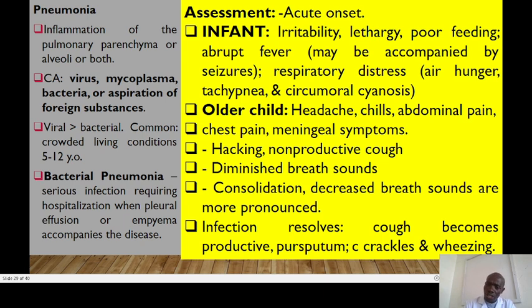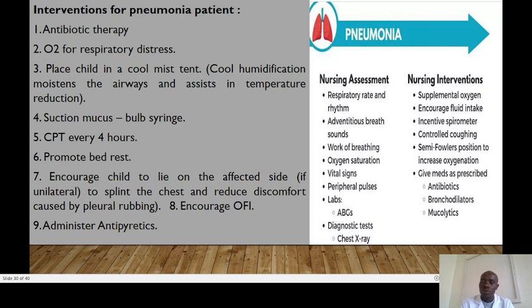For the older children, they could manifest with headache, chills, abdominal pain, chest pain, meningeal symptoms, hacking, non-productive cough, diminished breathing, consolidation. Okay, so there'll be decreased breath sounds, and the infection sometimes resolves, and then the cough becomes productive. All right, that is what you need to expect.